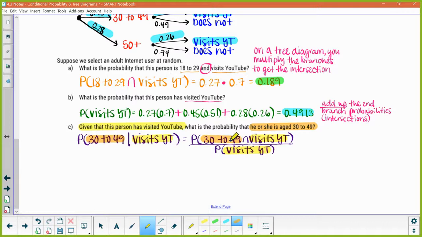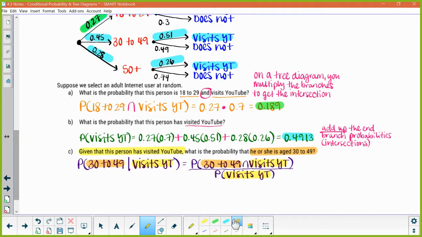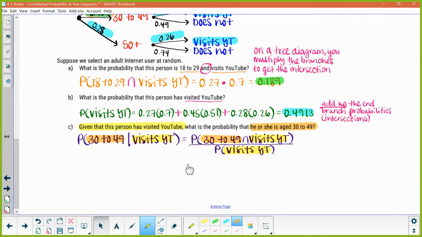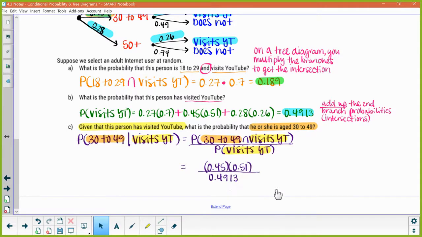So if I want to find a person who's 30 to 49 and they visit YouTube, all I have to do is go down that branch. 30 to 49, visits YouTube, and I have to multiply those two things together. And the nice thing about this question, which happens a lot on the AP exam, is we've already found the probability that they visit YouTube. We did that in part B, 0.4913, which gives me 0.4671.